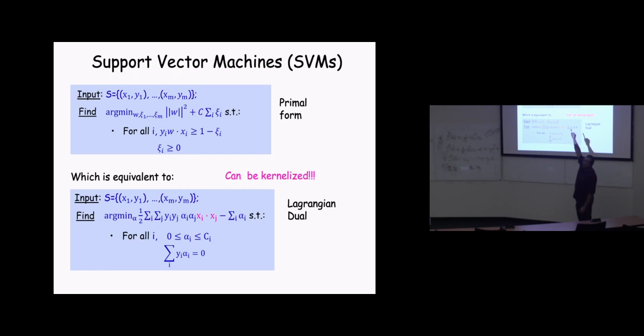We have talked about the top one, the primal form of the SVM. There is another form of SVM that is called Lagrangian dual. And that looks something like this. We are not going to do the derivation in this course. But the point is, now you have a formulation where you have xi and xj.